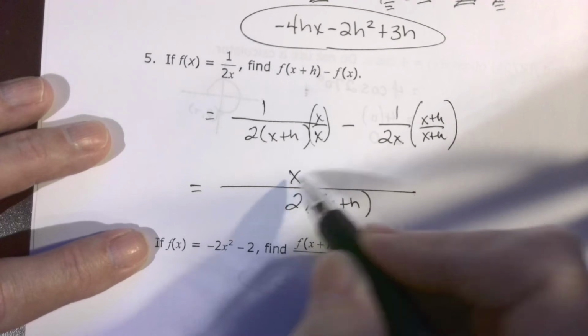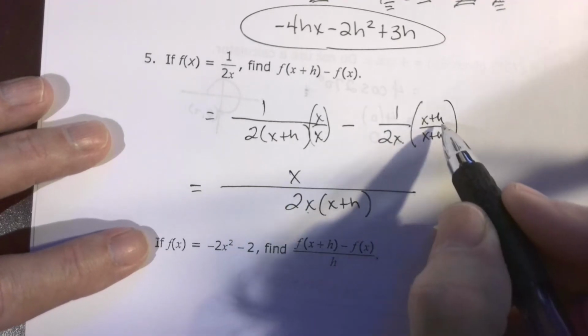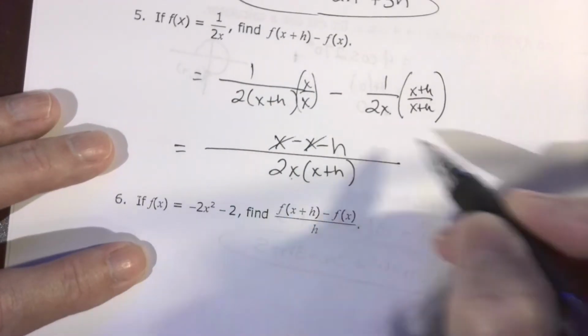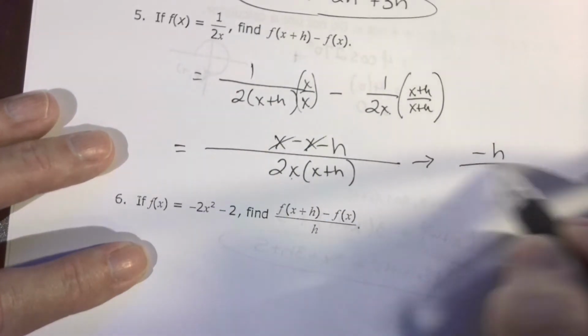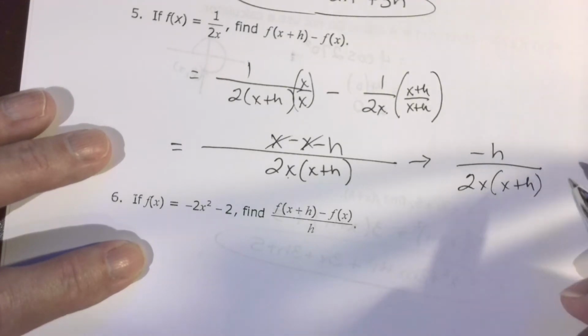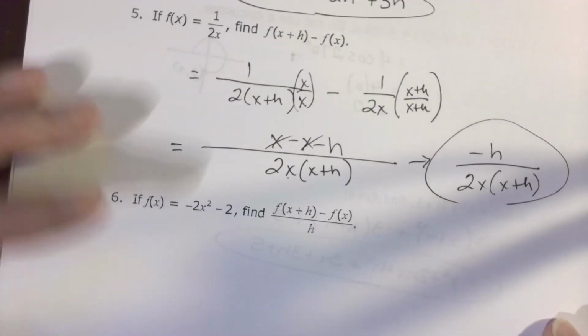So I'm going to have x, and I'm going to have minus both of these. So minus x minus h. So those are going to cancel out, and I'll get -h over 2x times x plus h. And that will be your final answer.